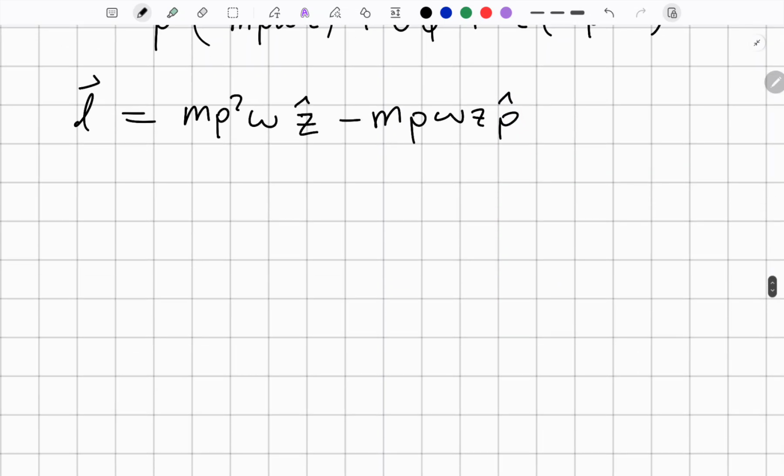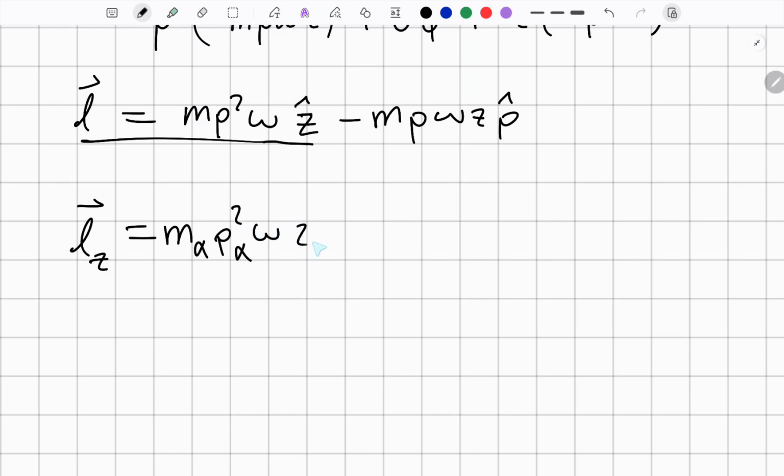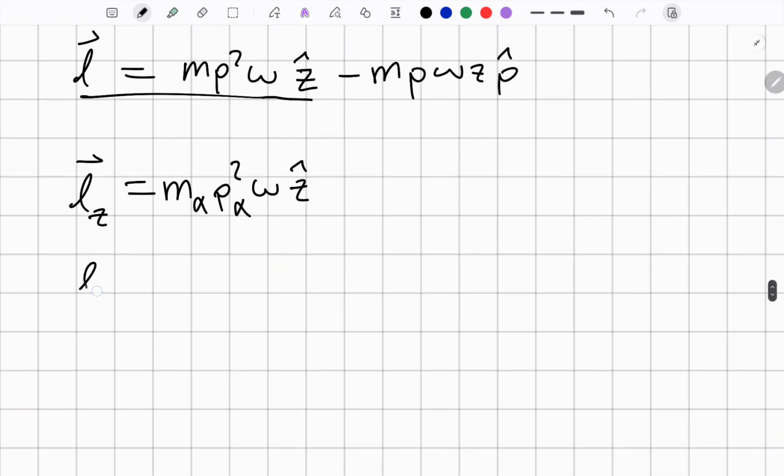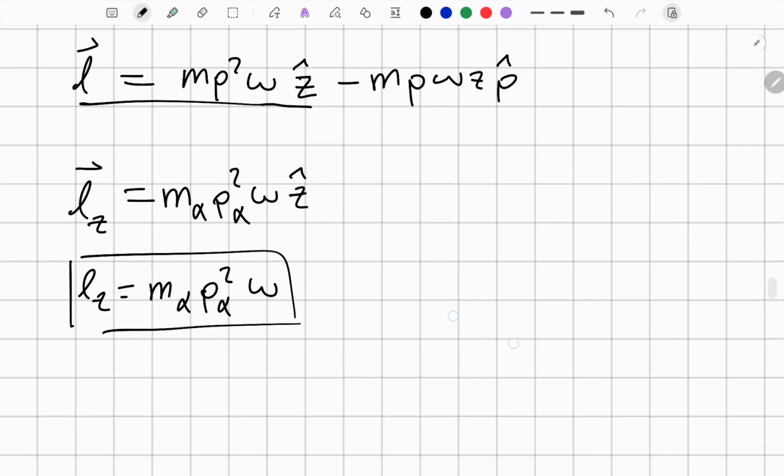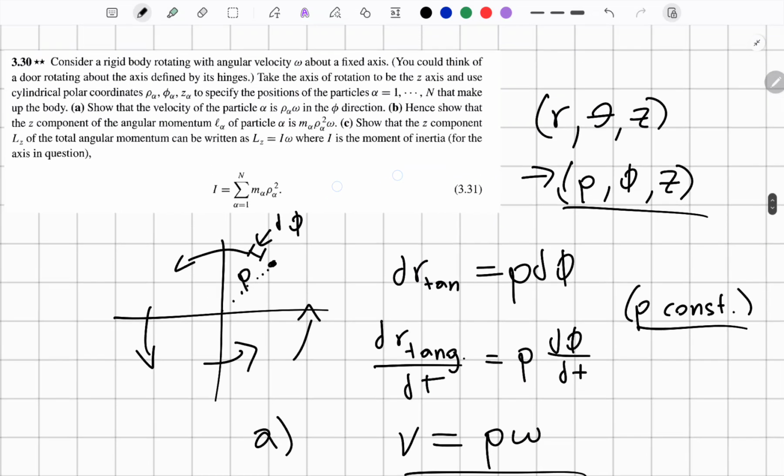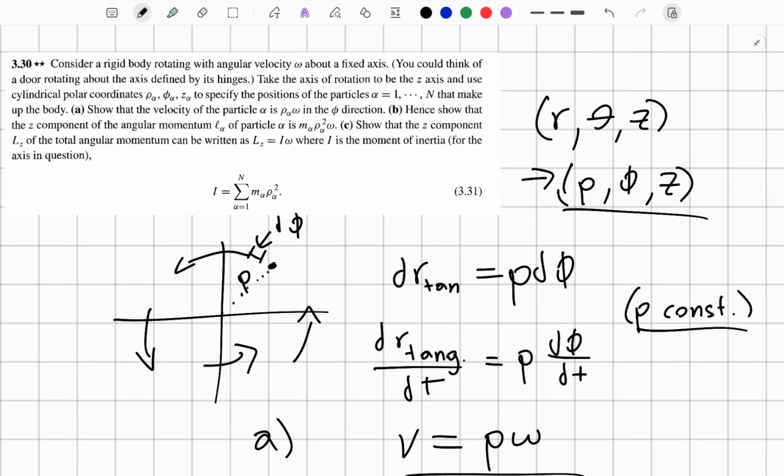And we're asking for that z component, so we're only concerned about this part. So that angular momentum, the z component, is equal to m alpha rho alpha squared omega. L z equals m alpha rho alpha squared omega. There's exactly what they wanted us to show, and that was part B. So part B says show that the z component of the angular momentum of a particle alpha is m alpha rho alpha squared omega.